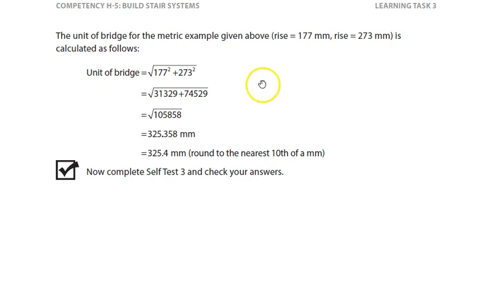But basically, the unit of bridge, I think I mentioned this in a previous video as well, is the hypotenuse of the rise and the run. And if you want to find the total unit of bridge to find out how long of a stringer you need to buy, you just need to multiply those by the number of treads.